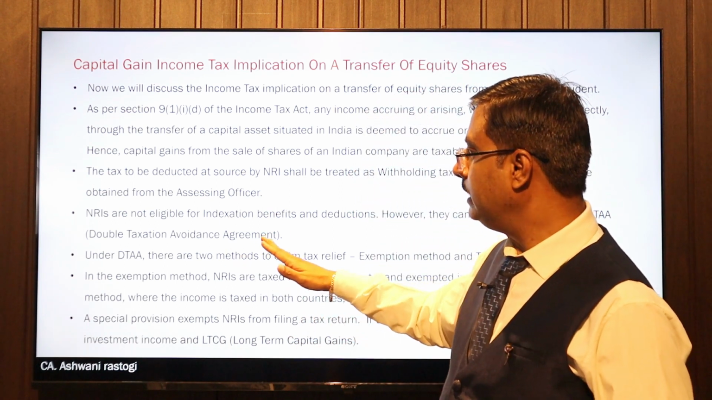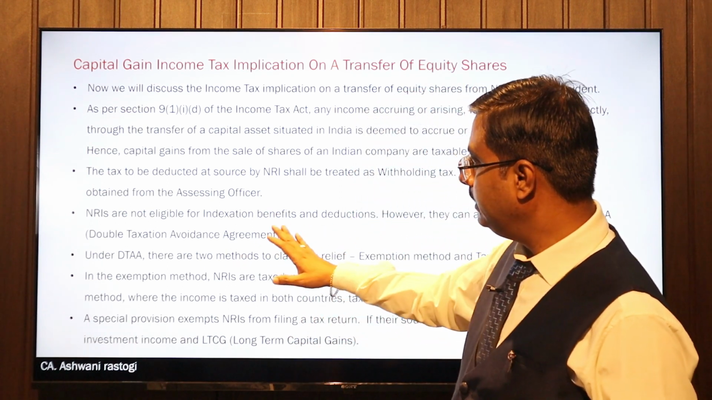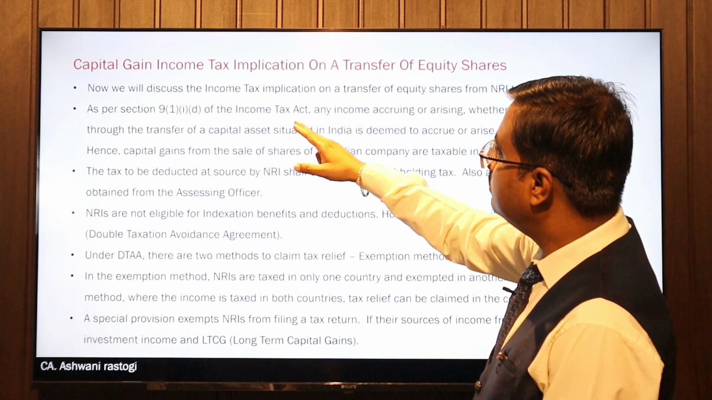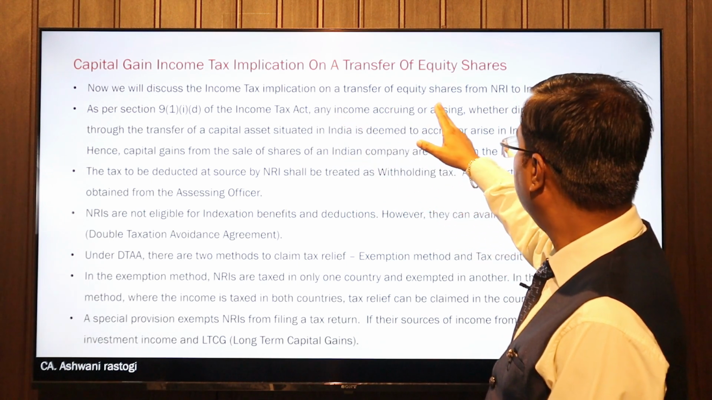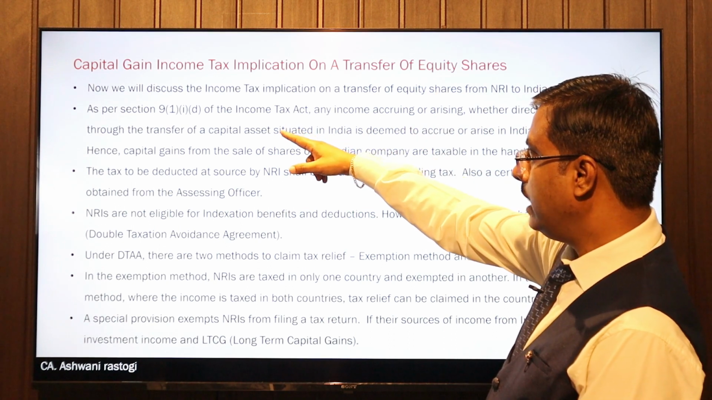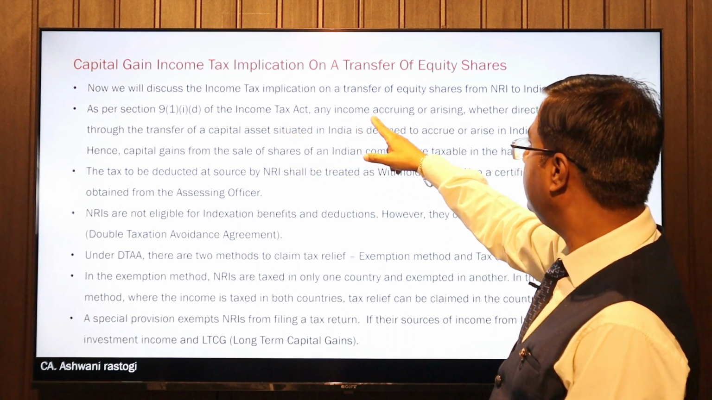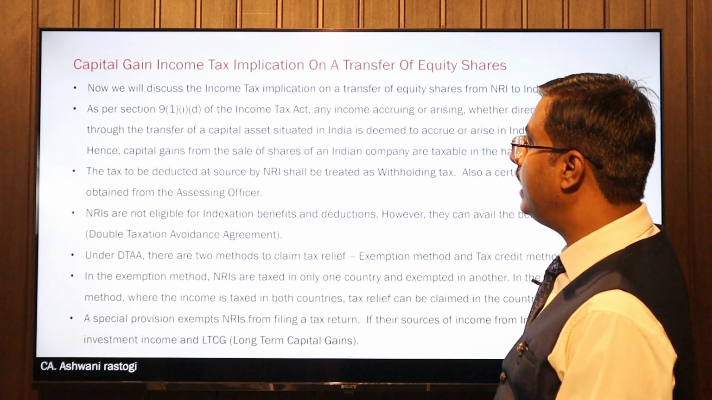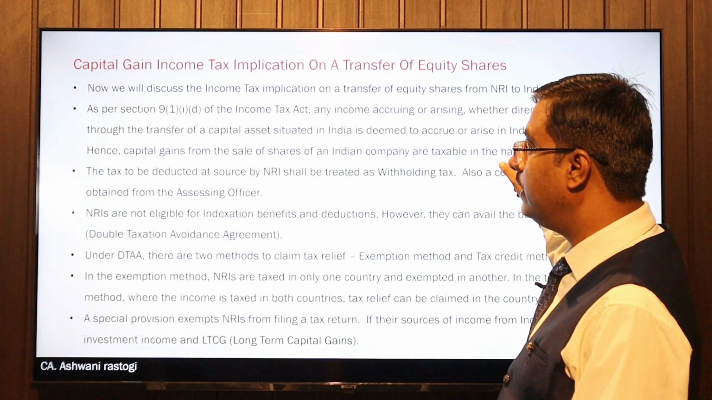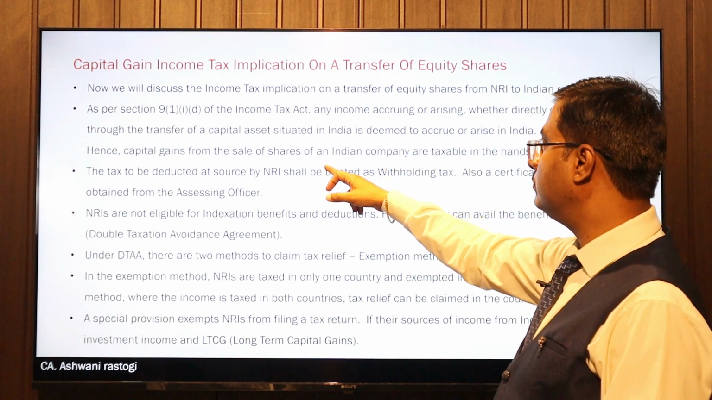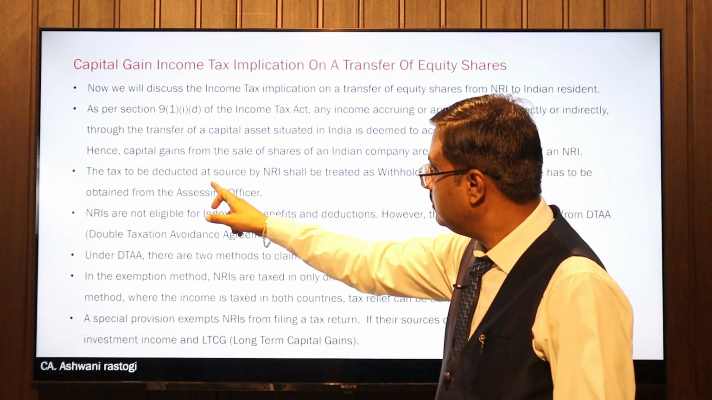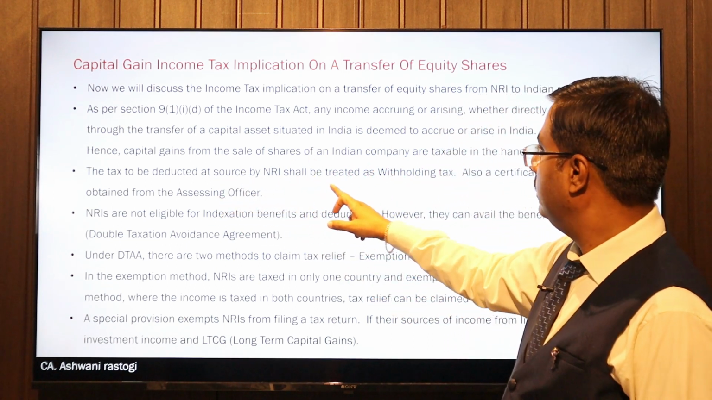So, DTAA, double taxation avoidance, and indexation benefit is not there. Now, I will discuss this here. Now, we will discuss the income tax implication on the transfer of equity shares from an NRI to a resident. As I said, under Section 9(1)(i) of the Income Tax Act, any income accruing or arising, whether directly or indirectly, through the transfer of a capital asset situated in India is deemed to accrue or arise in India. Hence, the capital gain from the sale of shares is taxable in the hands of the NRI.